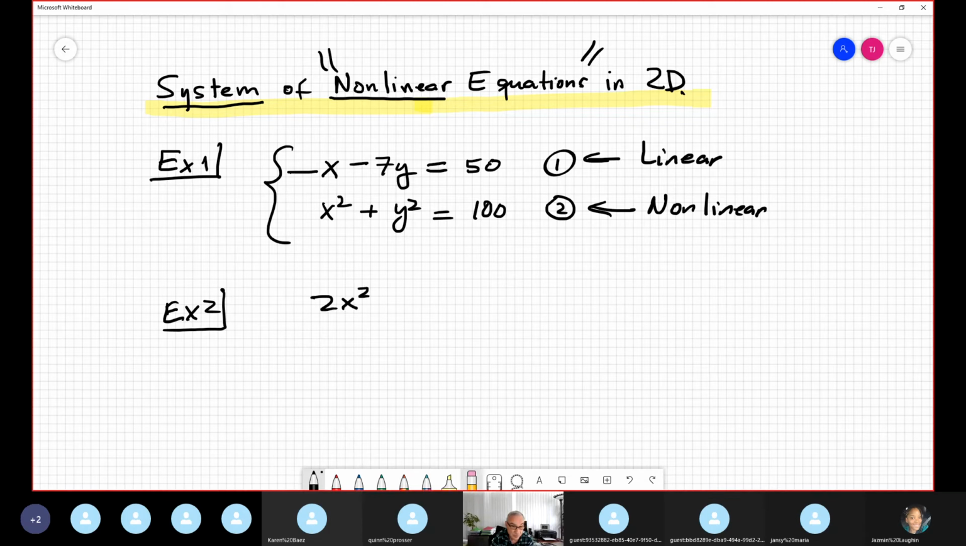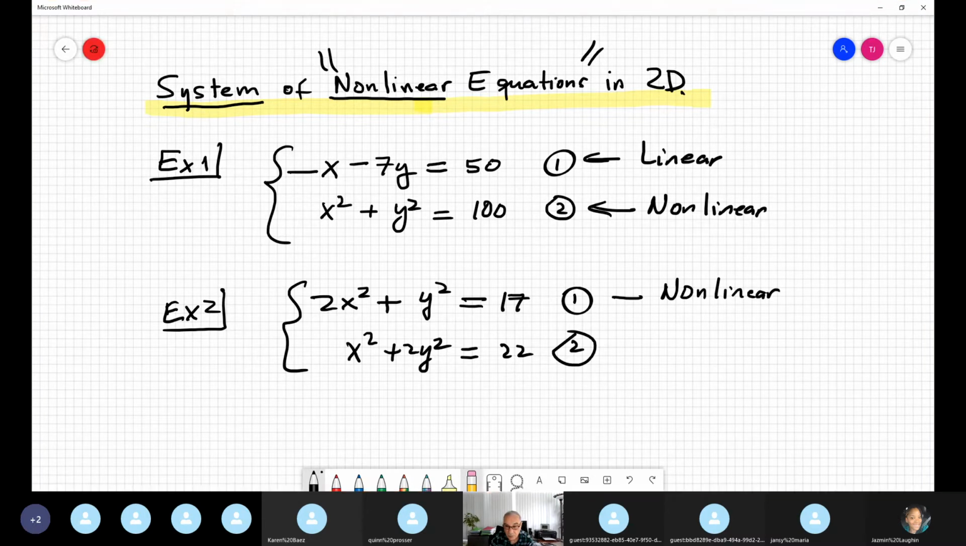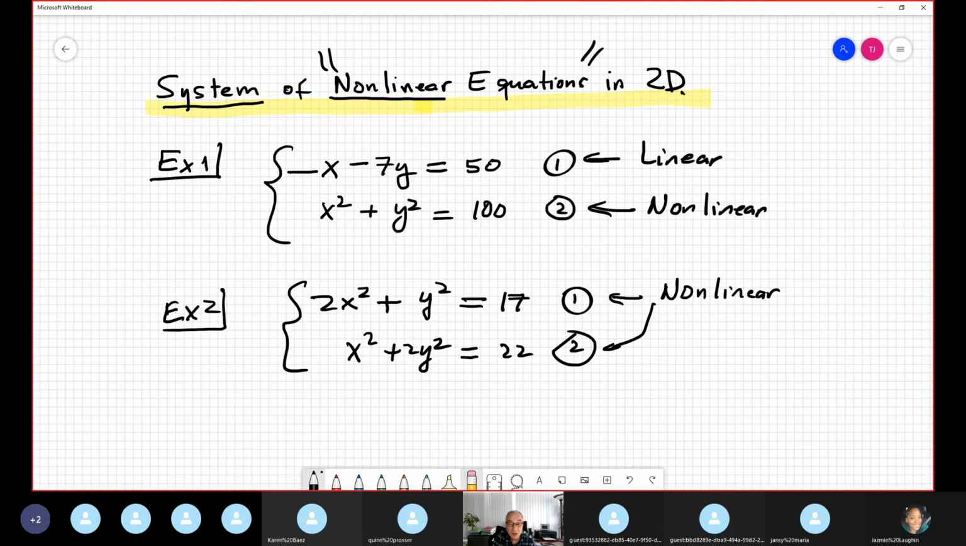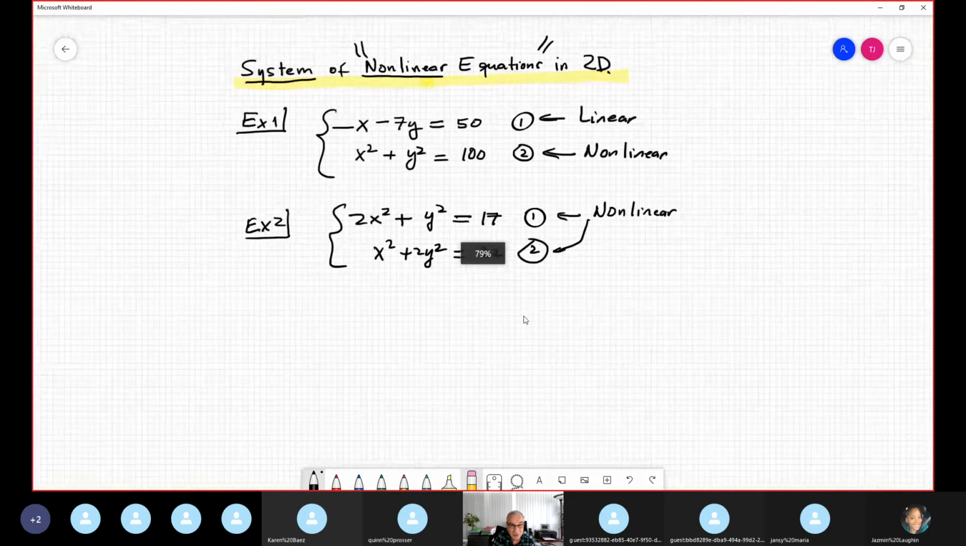Suppose 2x squared plus y squared equals 17. And when you say nonlinear, not necessarily is it quadratic, it's any power, 3, 4, 5. Then the other equation is x squared plus 2y squared equals 22. Equation 1, equation 2. It's obvious in this case we have both nonlinear. Okay? Do you understand very well what a nonlinear system of equations means? It's easy to understand.